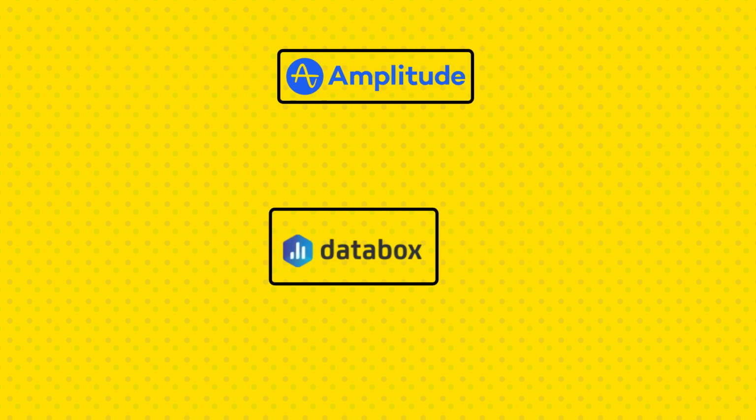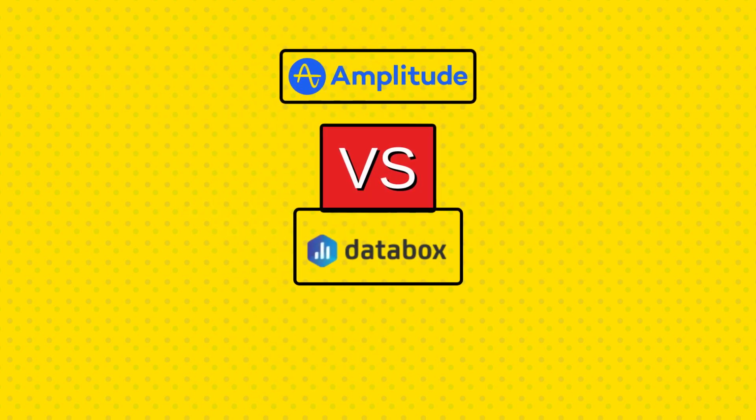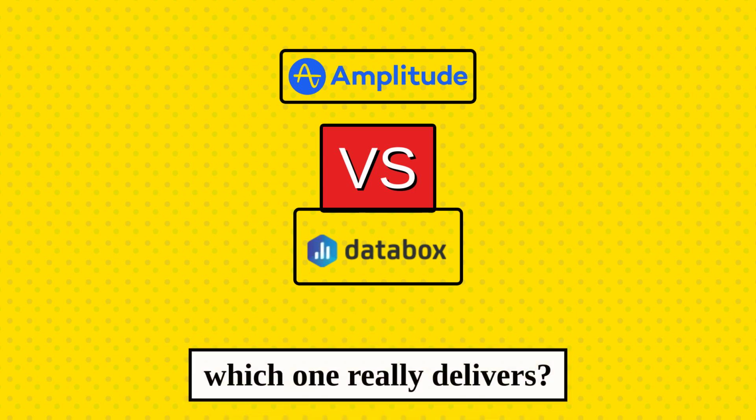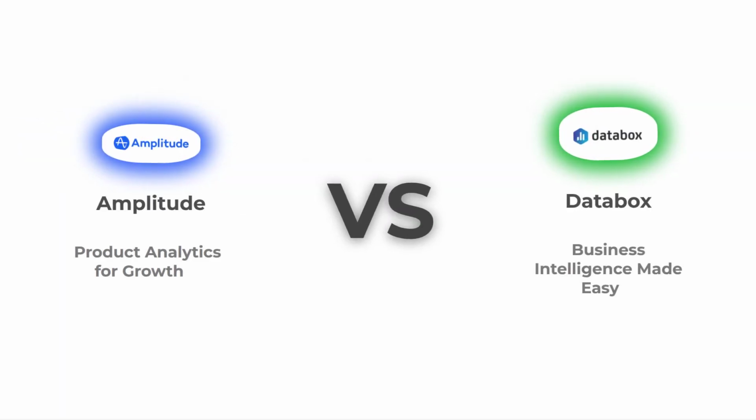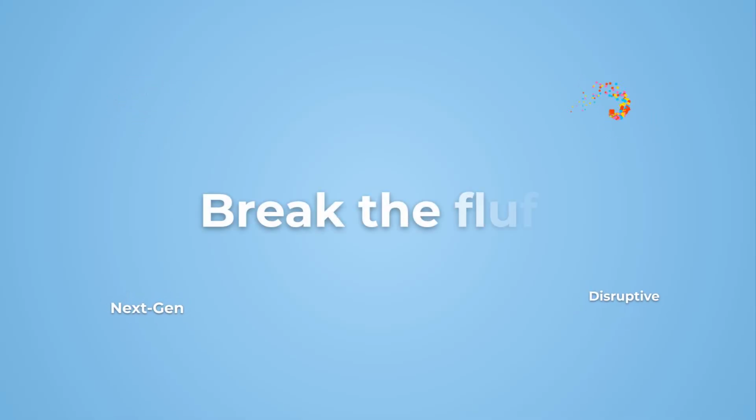Two giants in the analytics world, serving thousands of digital teams, but only one can win. Which one really delivers? On the left, Amplitude, driving product growth with deep analytics. And on the right, Databox, bringing easy business intelligence to everyone. Let's skip the buzzwords and get to the real stuff.